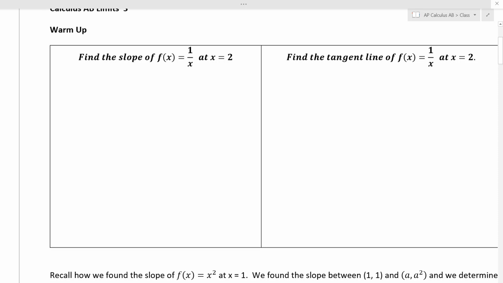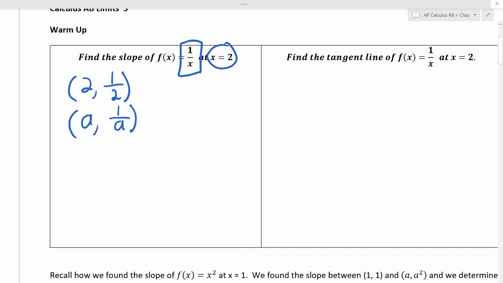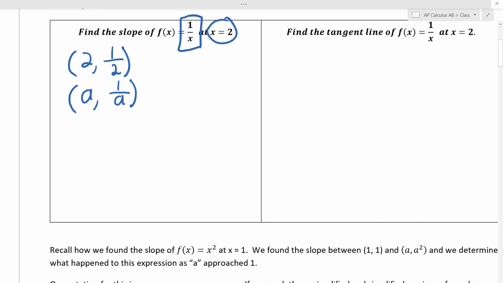We said if you want to find the slope of a function, in this particular case, 1 over x, at an x value, we need the point that's on the curve that we care about. So when x is 2, y is a half. But we also need a variable point, which I've been using the letter a. You can use whatever you want, but that represents any point on the curve that we care about. Okay? So the slope between them is 1 over a minus 1 over 2.